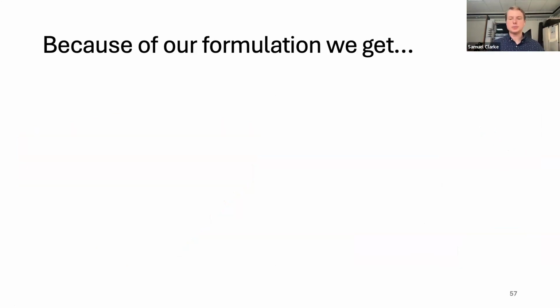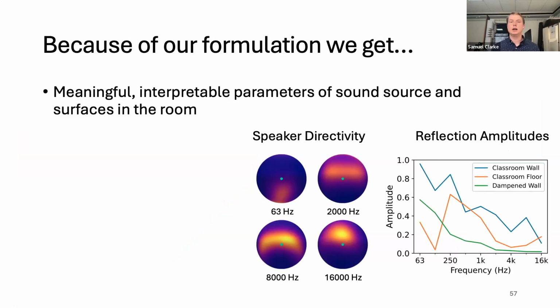Now, at the end of the analysis by synthesis process, we get these meaningful interpretable parameters of the sound source and surfaces in the room. Note that these directivities and reflection amplitudes I'm showing you were just initialized randomly. However, we can see that the drywall in the classroom is estimated to be much more reflective than the wall in the acoustically dampened room. These values and estimates just completely fell out of the analysis by synthesis process. We didn't annotate the materials of the room at all.